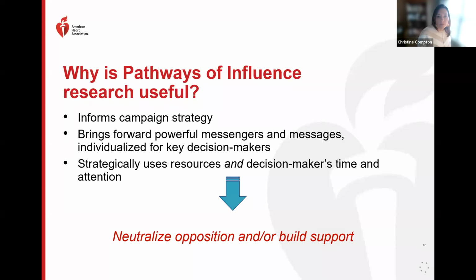So why is Pathways of Influence research useful? It can really inform that campaign strategy, like I mentioned. It brings forward those powerful messengers, not just the messages, because who delivers that message to those key decision makers is really very valuable and can make or break your campaign sometimes. And then strategically helps you use resources and decision makers' time and attention, and can really help you neutralize opposition or build support for your campaign.